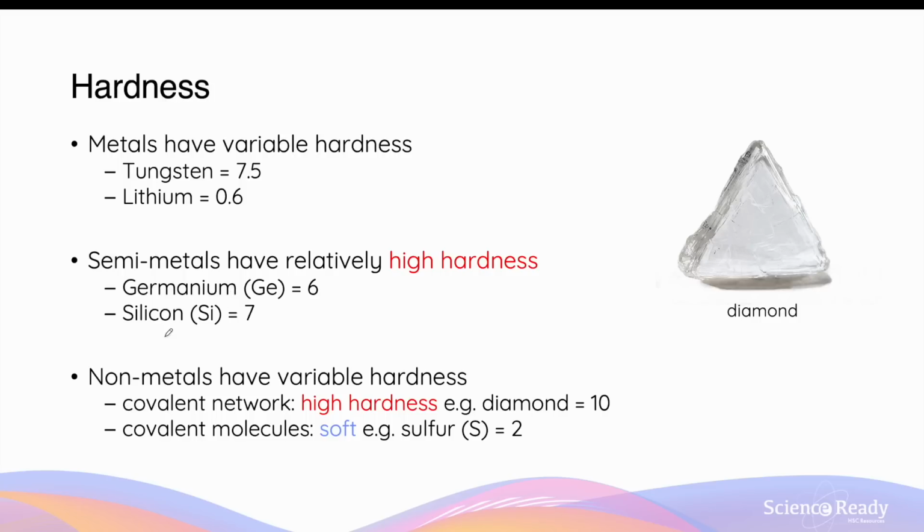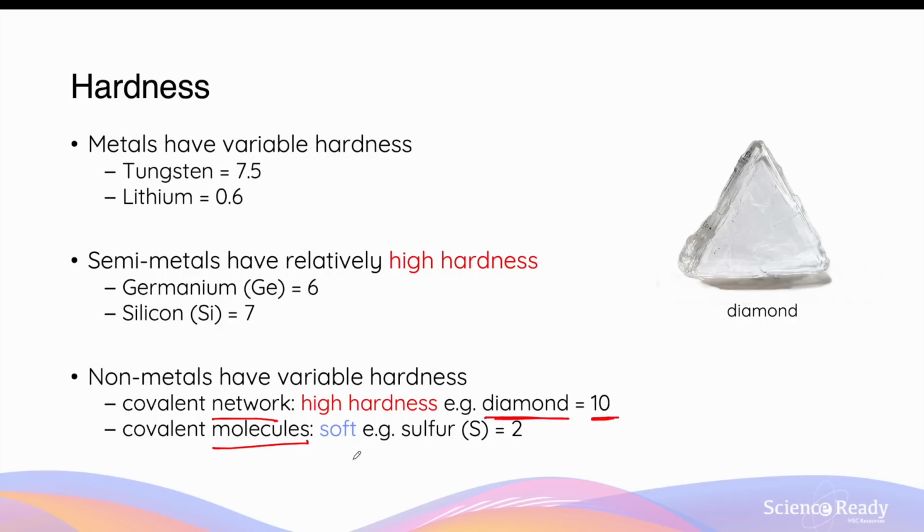Germanium and silicon have very similar hardness at 6 and 7 on the Mohs scale. Non-metals have variable hardness, and again, it depends on whether they occupy a network structure or molecular structures. The network structures tend to have high hardness, notably diamond, which has an extraordinarily high hardness for a non-metal at 10 on the Mohs scale. This is the highest number that we can assign on the Mohs scale.